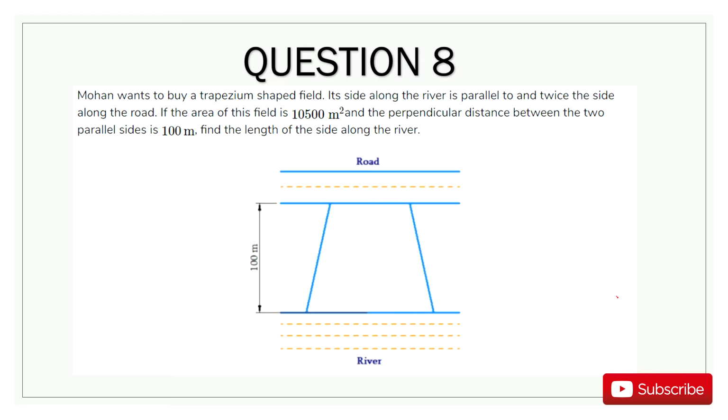Mohan wants to buy a trapezium shaped field. Its side along the river is parallel to twice the side. अगर साइड एक x है तो दूसरी साइड क्या हो जाएगी x by 2, right? Twice. If the area of this field is given to you, and perpendicular distance given to you, and to find the length of the side along the river, that's why basically you have to find the value of x.